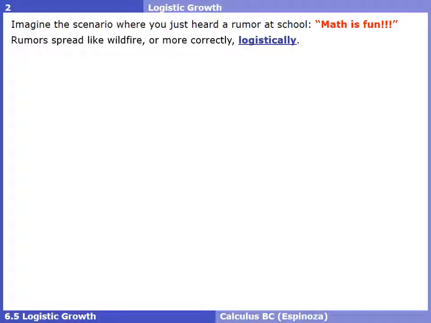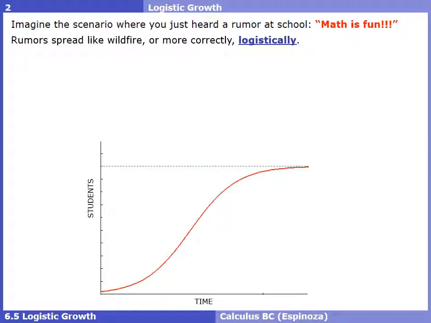Rumors spread like wildfire, but more correctly we can describe that growth as logistic. Only a certain number of people can ever know this rumor, so of course it's not going to just grow forever. So let's take a look at this graph.